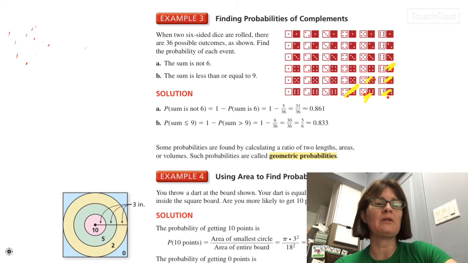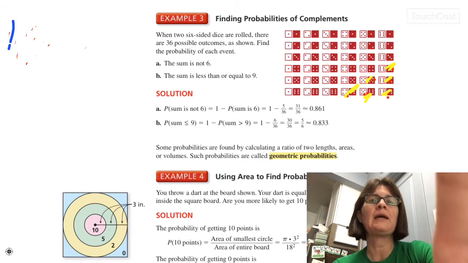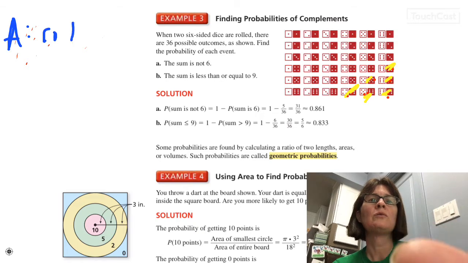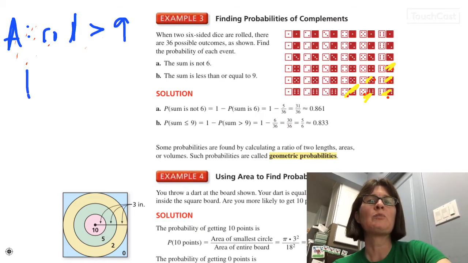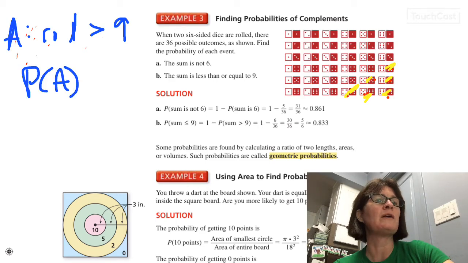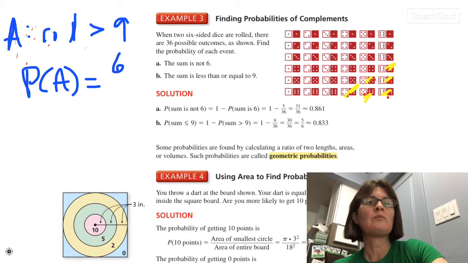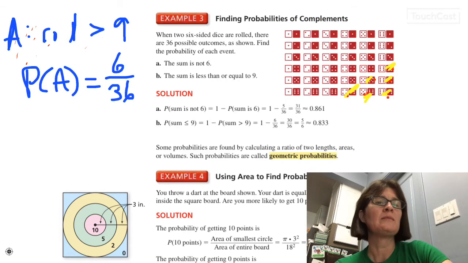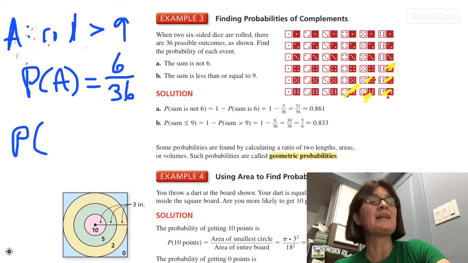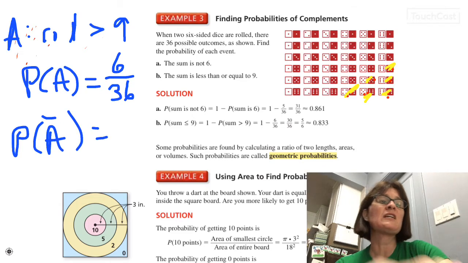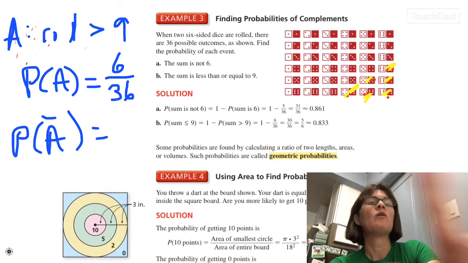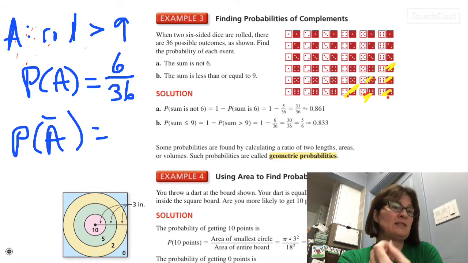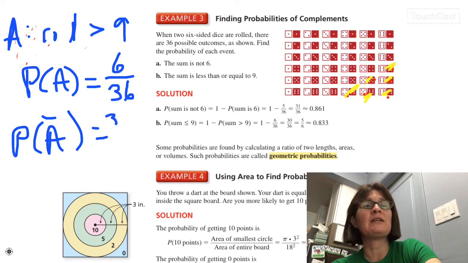So if I think about that, I'm going to call event A that I roll a greater than a 9. The probability of event A was those 1, 2, 3, 4, 5, 6 ways to do it out of 36 possibilities. So the probability of getting something less than or equal to 9, that's the complement. So I would call that the probability of A bar, and that's going to be 1 minus 6/36, or 36/36 take away 6/36, which makes 30/36, which could simplify to 5/6.